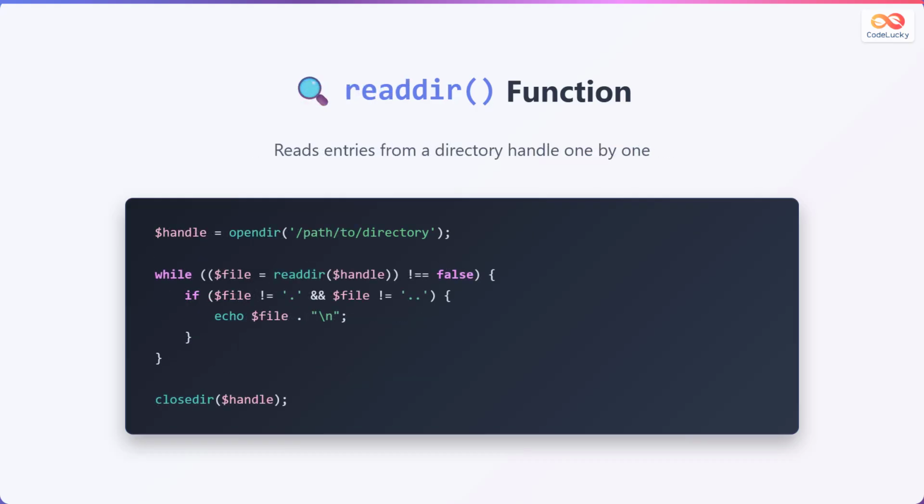The readdir function reads entries from a directory handle, one by one. It requires a directory handle that was previously opened using the opendir function. For example, $handle = opendir('/path/to/directory'). The code uses a while loop to read each entry in the directory until readdir returns false, indicating the end of the directory. Inside the loop, it filters out the '.' and '..' entries, which represent the current and parent directories respectively. Finally, it closes the directory handle using closedir($handle).